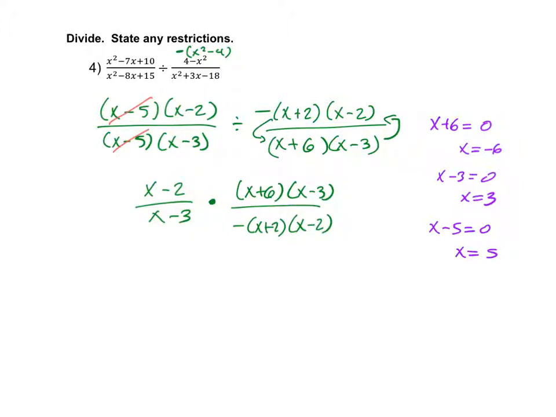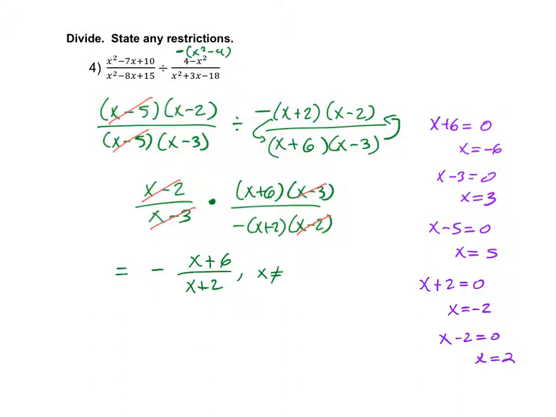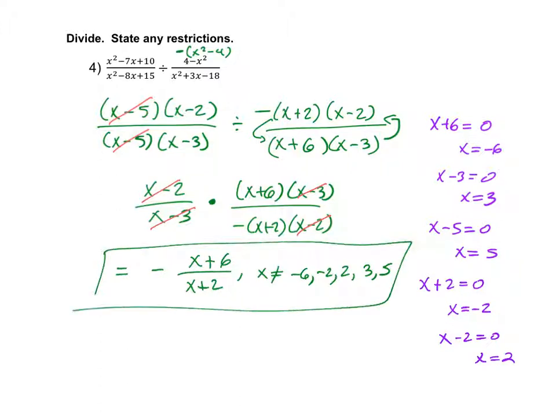And now I can again simplify. But before I simplify, as you can see, I have two new terms on the denominator that I have to restrict also. So x plus 2 equals 0, x cannot equal negative 2, or x minus 2 equals 0, x cannot equal positive 2. So now I can cancel whatever I have in common. So at the end, this is the same as negative x plus 6 divided by x plus 2, where x is not equal to negative 6, negative 2, 2, 3, or 5. And that's my exercise right there.